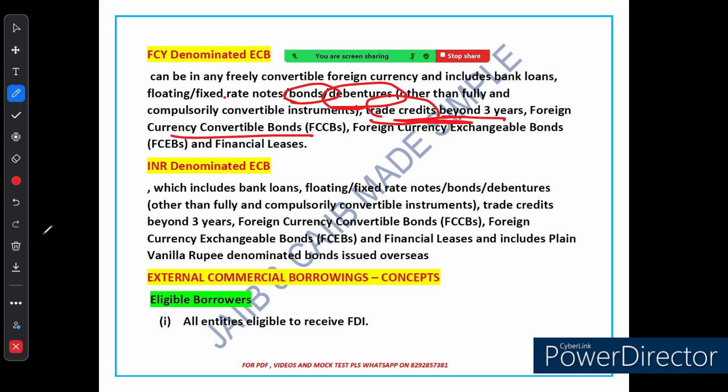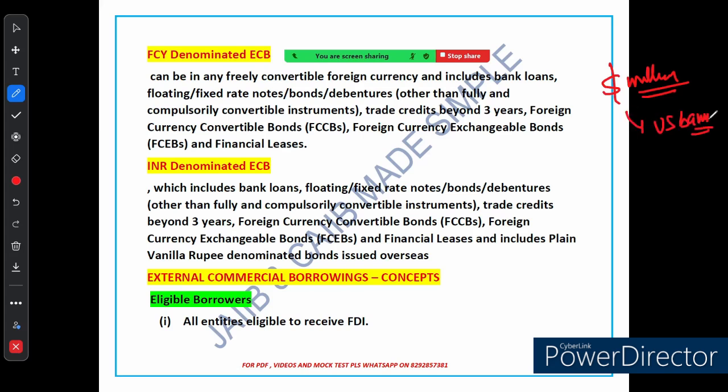Let's make it clearer with an example. Let's suppose an Indian company borrows $1 million from a US bank. So this would be a foreign currency denominated ECB. They will have to pay back in dollars over time, usually with interest, right? So it not only includes the bank loan, besides that it includes floating and fixed rate notes, bonds, debentures, trade credit beyond 3 years, foreign currency convertible bonds, foreign currency exchangeable bonds, financial leases. All these are included under foreign currency denominated ECB.